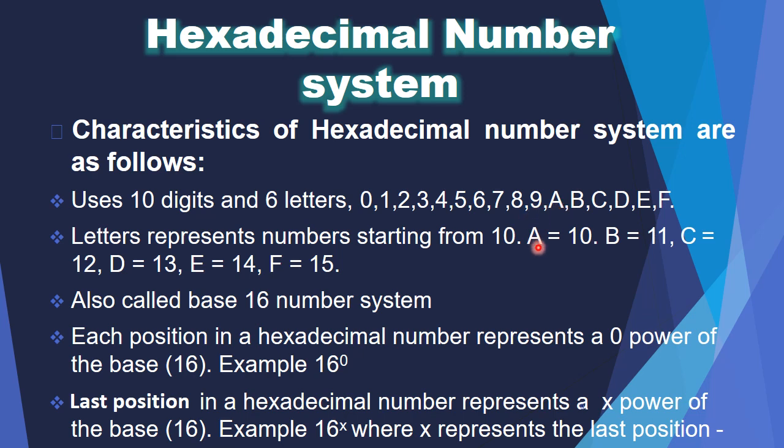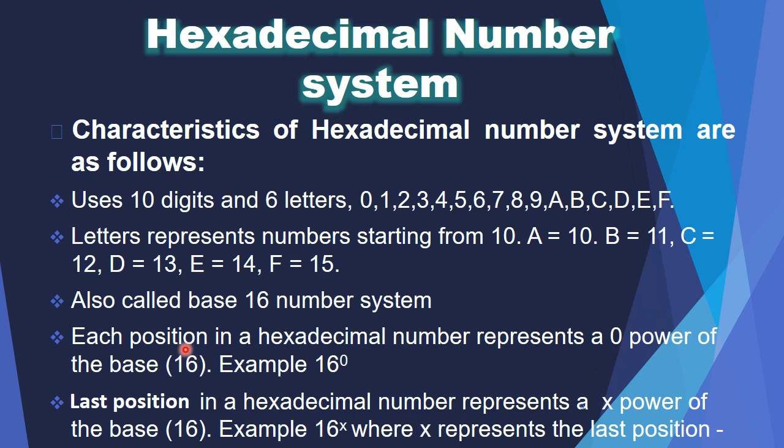And A is what? The value of A is how much? 10. And B is 11. And C is how much? 12. D is 13. E is 14, and the last, F, is 15. So it is also called the base 16 number system.